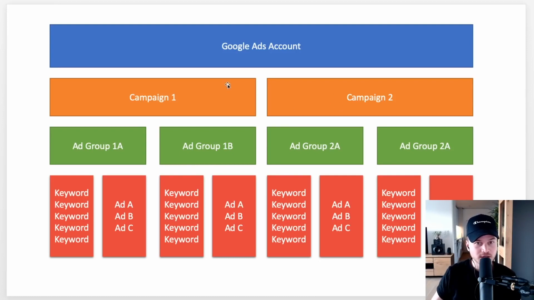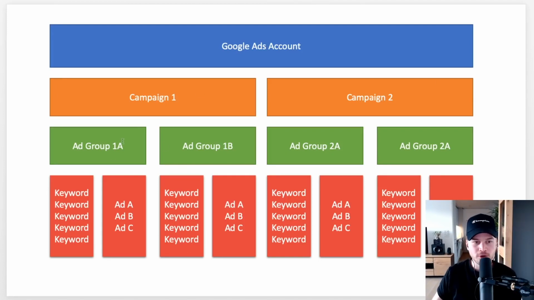So what we have done just now is set up our Google Ads account. And the next layer is campaigns. So your Google Ads account can have multiple campaigns. You can have search campaigns, you can have shopping campaigns, so different types of ads. You can have different campaigns for different types of products as well. So this is the first layer, how you can structure your ads.